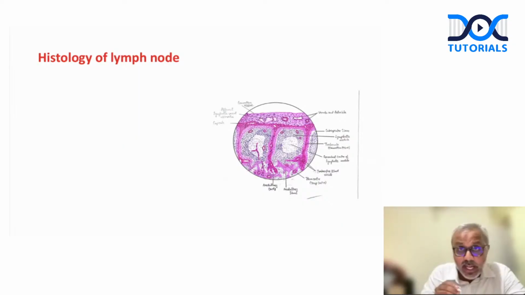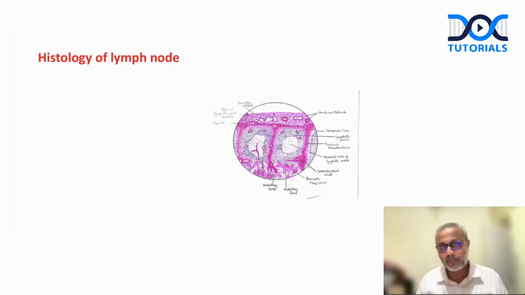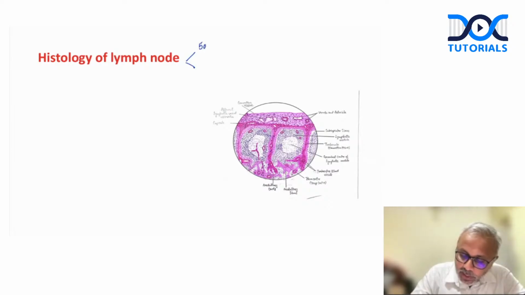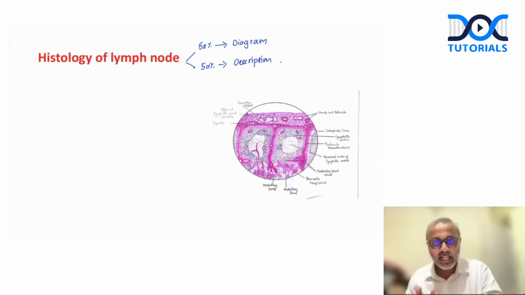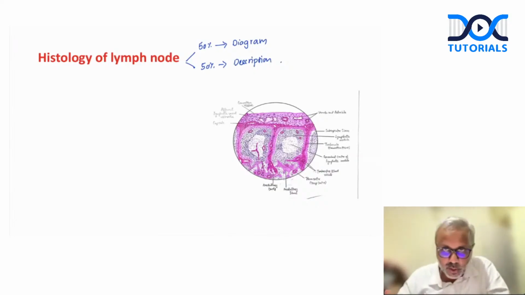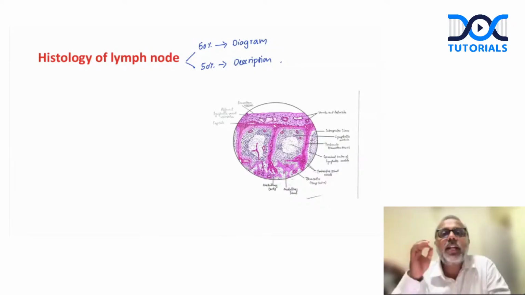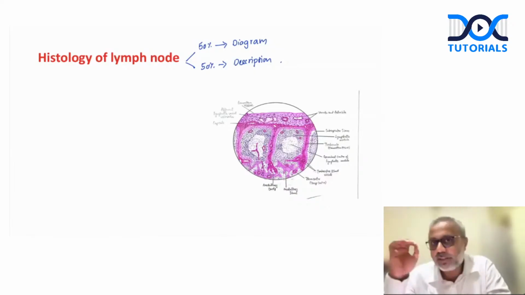Now, in histology of lymph node, or if the question is describe the microscopic structure of lymph node, how would you write? My suggestion, 50% of the allotted marks will always go for diagram. The other 50% is for description. Unless the question is draw a neat label diagram of microscopic structure of lymph node. Unless this is specified, draw a neat label diagram only. It is understood that you have to write the diagram and you have to describe.